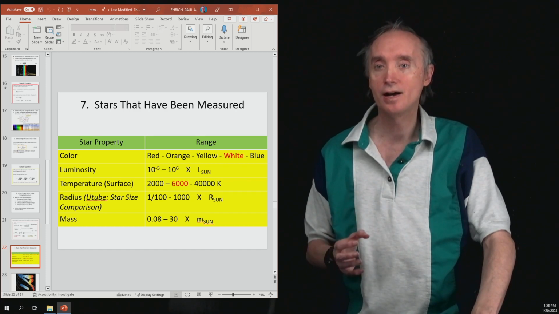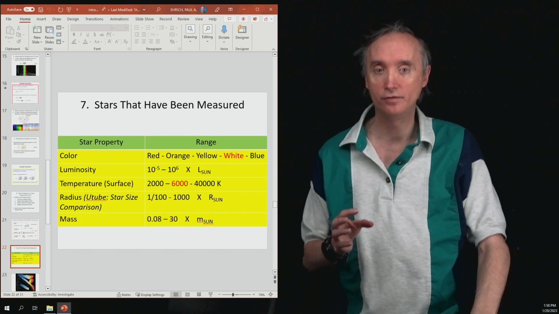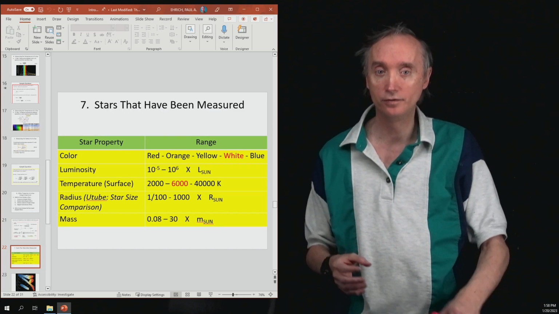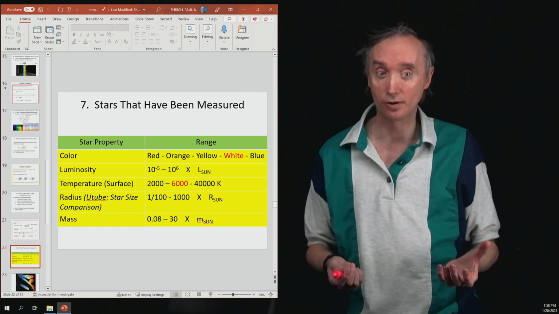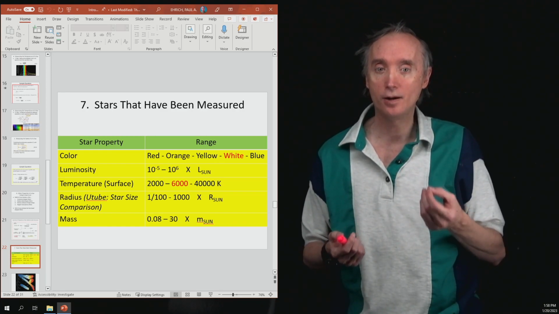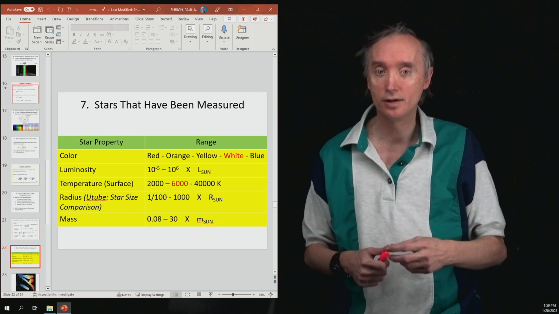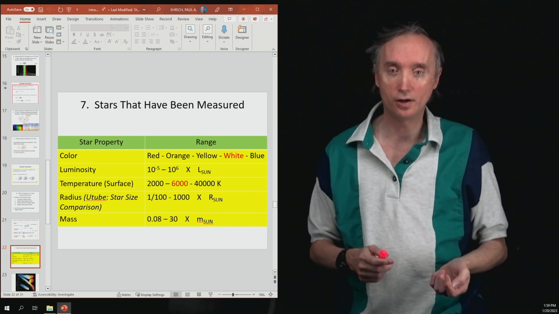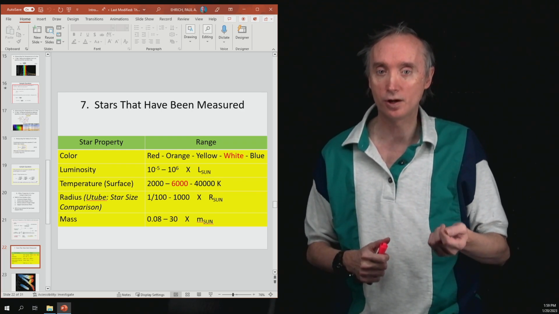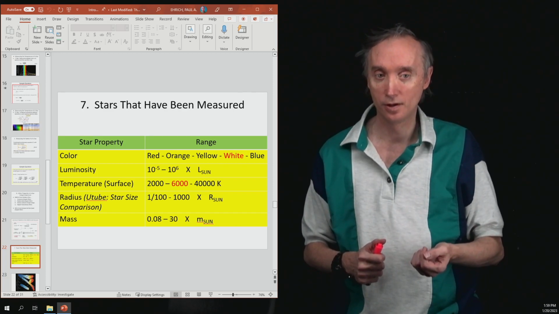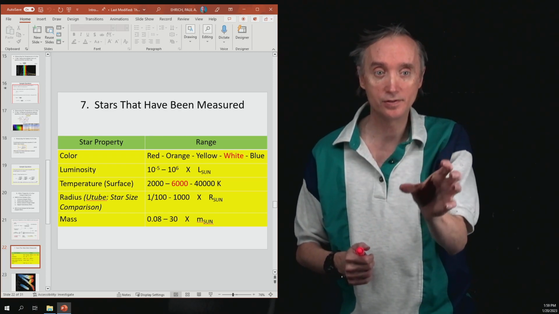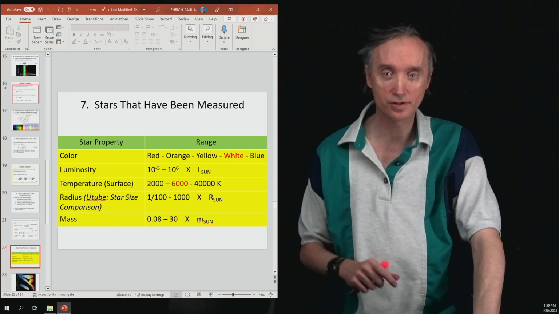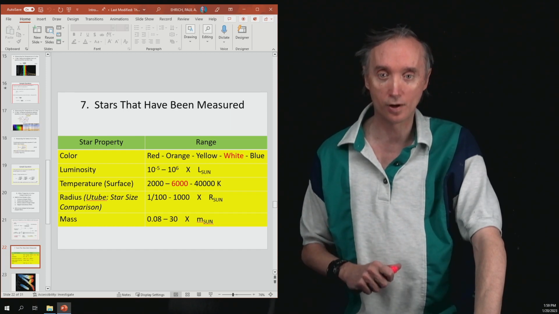Then you've got the size of these objects, that they vary between 1/100th the size of the sun, which is about the size of the Earth, and they can get up to 1,000 times the size of our sun. And so there's a little video that I want you to watch on YouTube called Star Size Comparison, where they rank the sizes of these different objects, and they show you just how big they can get. So it's a very entertaining little video, and I encourage you to watch it.